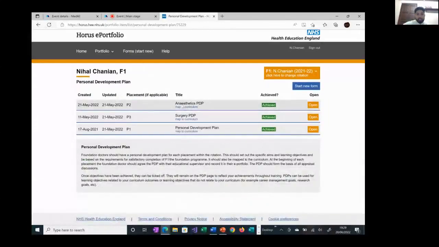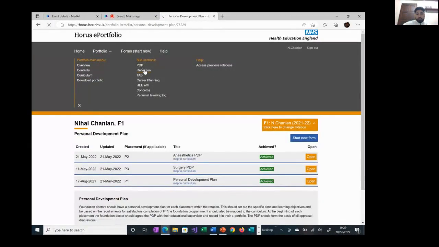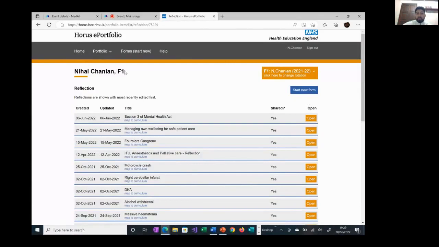Here there's a PDP thing, so you have to do a PDP for each rotation and say if you've achieved it or not. Reflections, you can reflect on absolutely anything that's been interesting to you, or you can reflect on a rotation. I think I did it here. I had a rotation covering ITU, anaesthetics and palliative care. I reflected on it. I had an interesting case involving Fournier's gangrene. I reflected on that. So anything that you find interesting or that provoked your thinking, you can reflect on it, and you can map it to your curriculum.